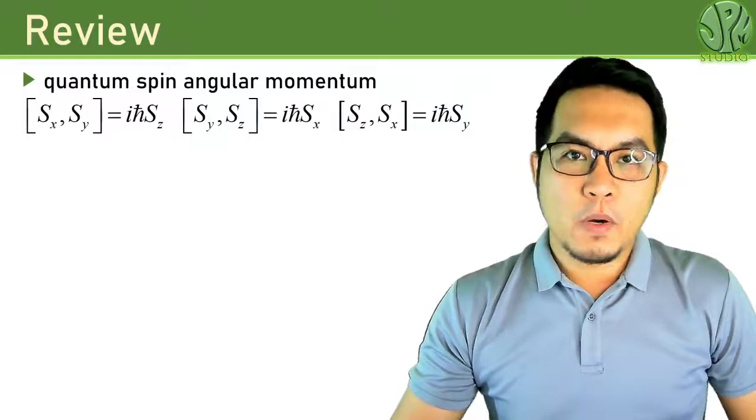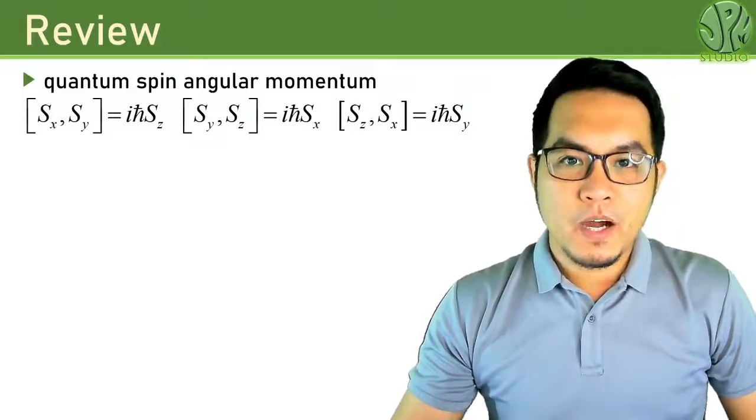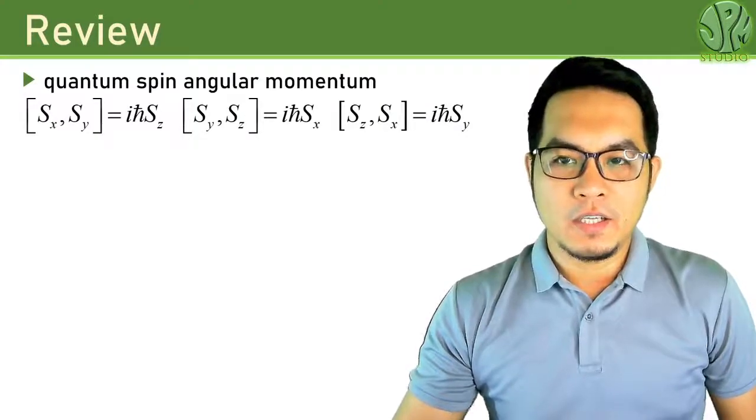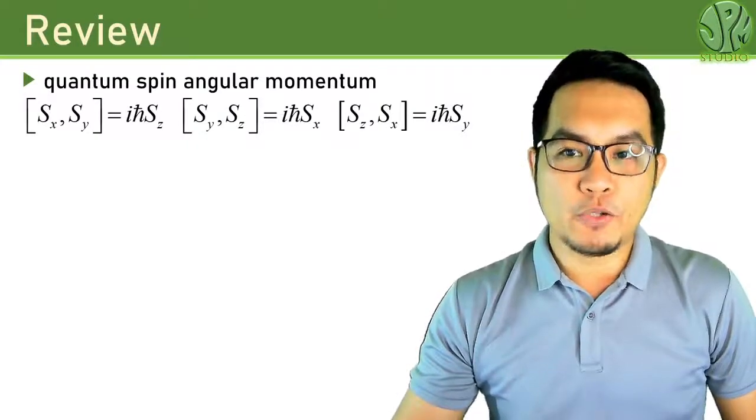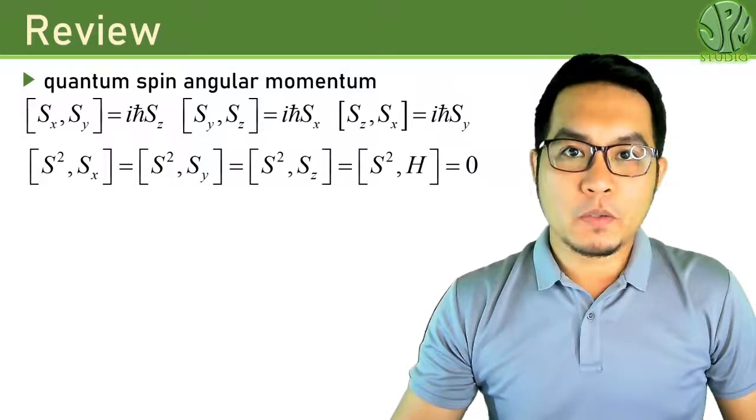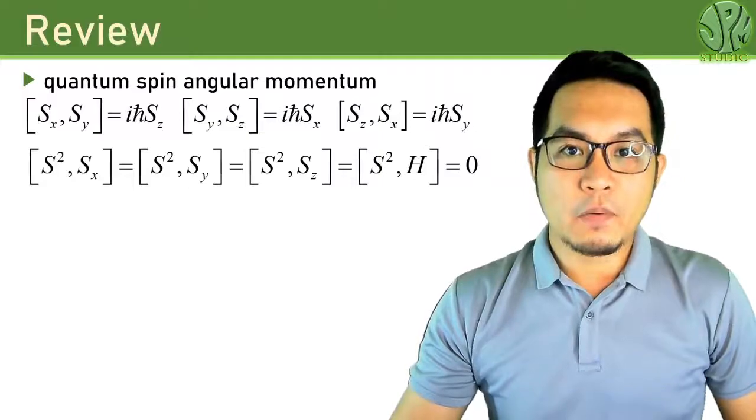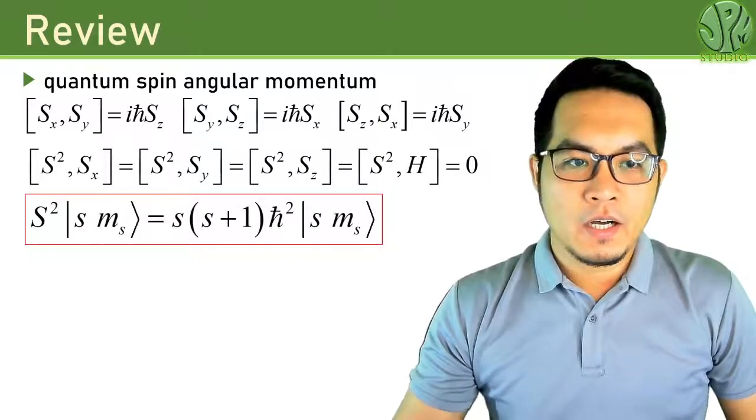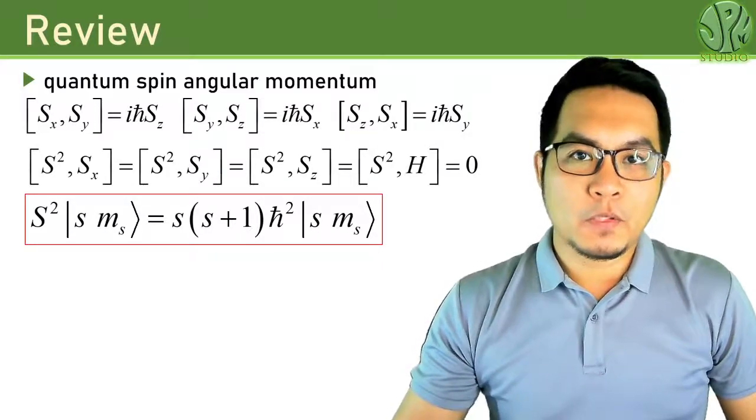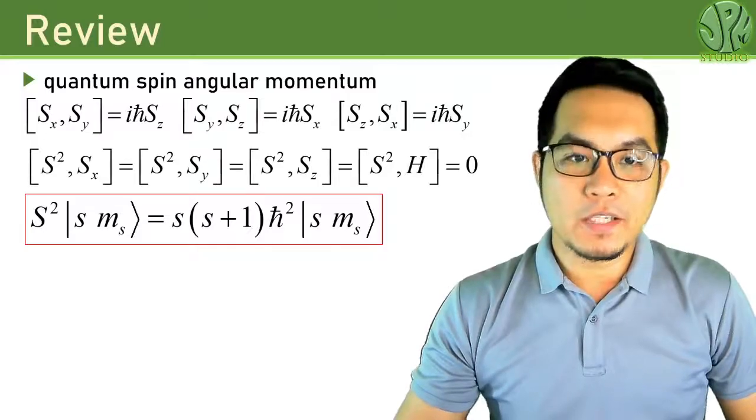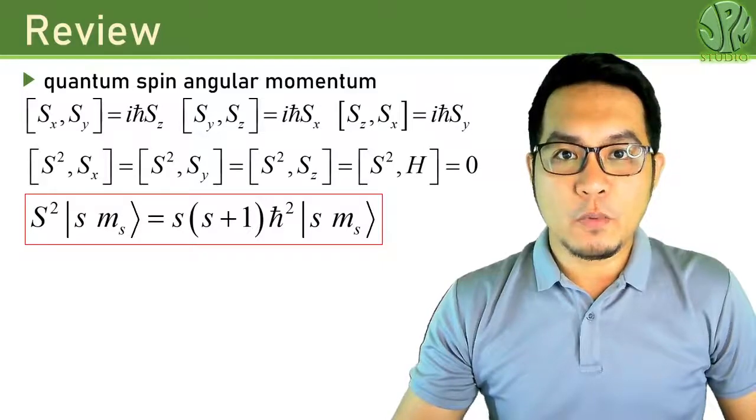The components of the spin angular momentum are not compatible with each other. They obey these commutation relations, but they are compatible with the total angular momentum. And the total angular momentum is also compatible with the Hamiltonian. This is the eigenvalue equation for the square of the total angular momentum. Its eigenvalue depends only on the spin quantum number, s.